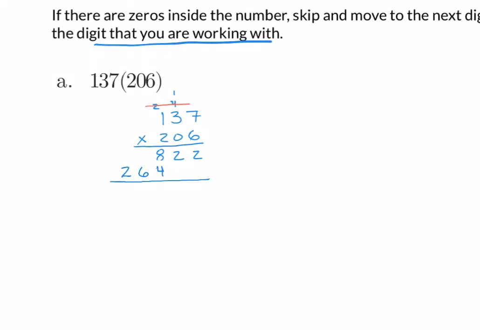So we can go ahead and add straight down. We get 2, 2, 8 plus 4 is 12, 1 plus 6 is 7, then we bring down our 2. We get 27,222.